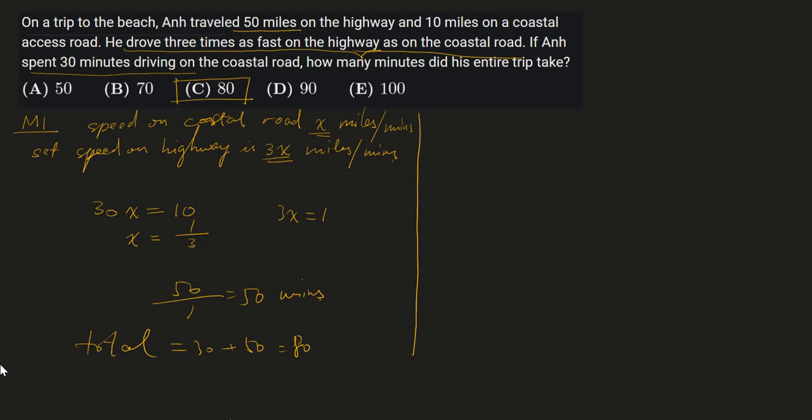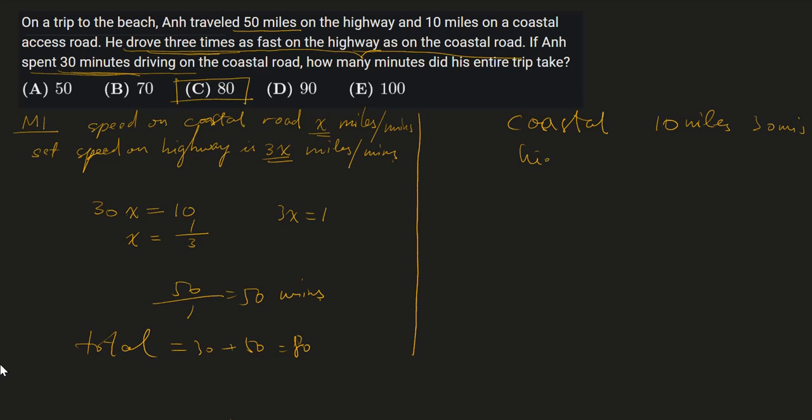Another way to solve this problem is that we don't use variables or unknowns. We know he drove 3 times as fast on the highway as on the coastal road. So if he spent 30 minutes on the coastal road, let's see how many miles he can cover on the highway in the same 30 minutes. On the coastal road, he traveled 10 miles in 30 minutes.